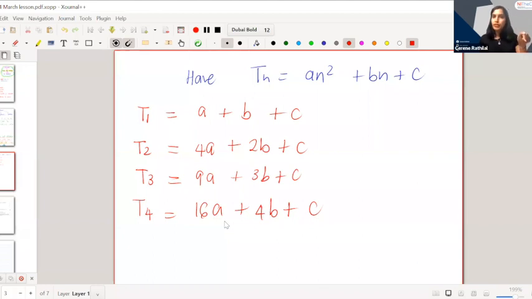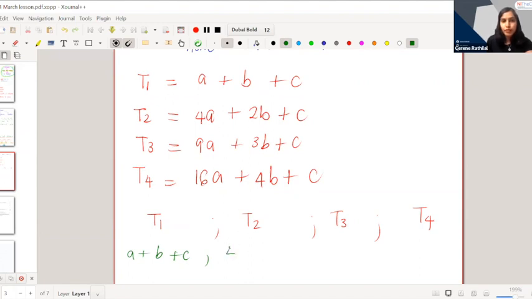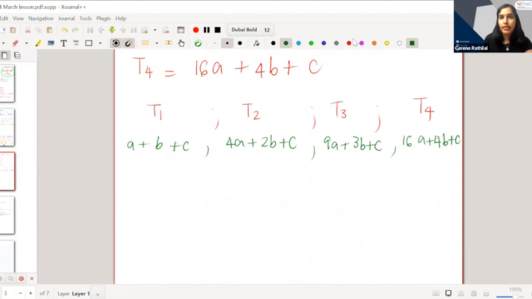Let's compute the first difference and let's compute the second difference. So that's what I'm going to do. I've got T1, T2, T3, and T4. My T1 is nothing but a plus b plus c. T2 is 4a plus 2b plus c. T3 is 9a plus 3b plus c. And T4 is 16a plus 4b plus c. We're now going to compute the first difference. Right, let's go for it. So what is the difference between these first two terms?